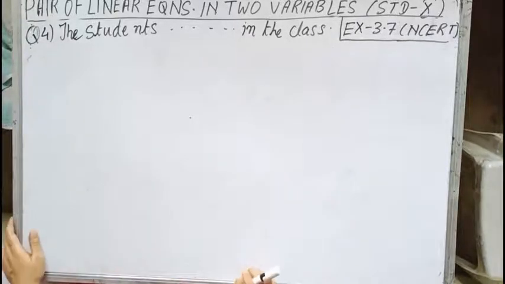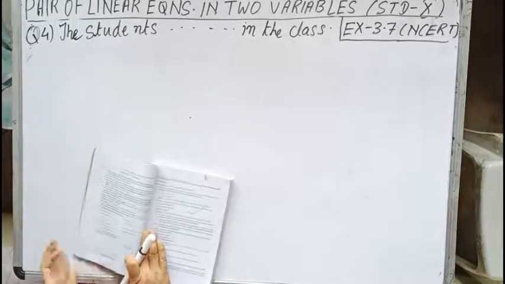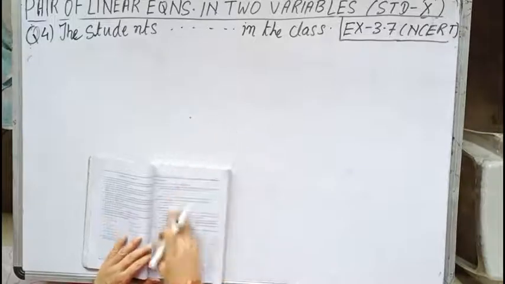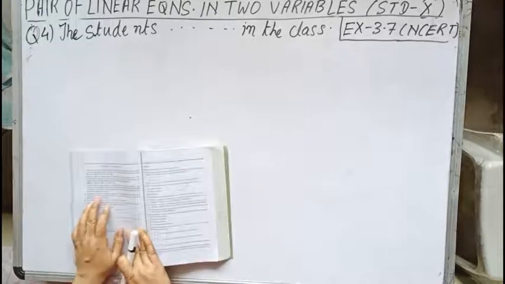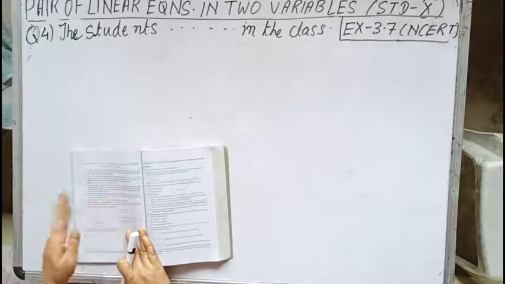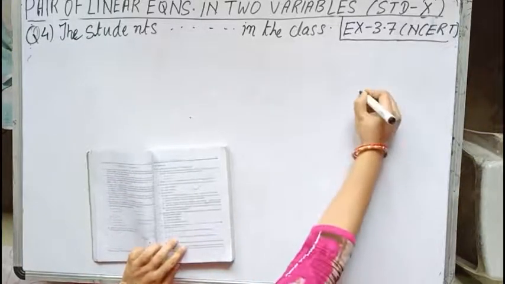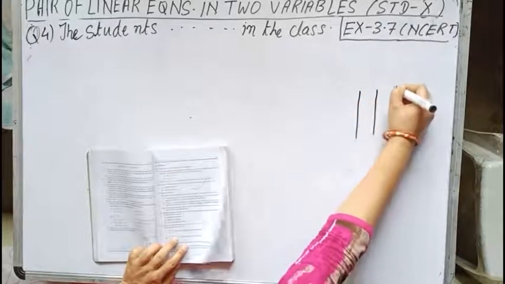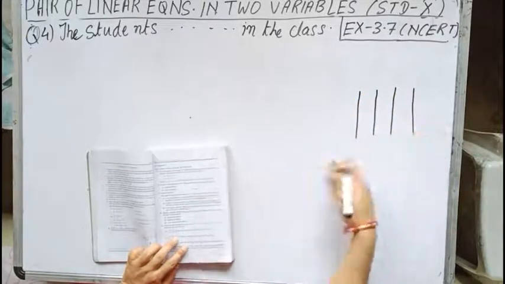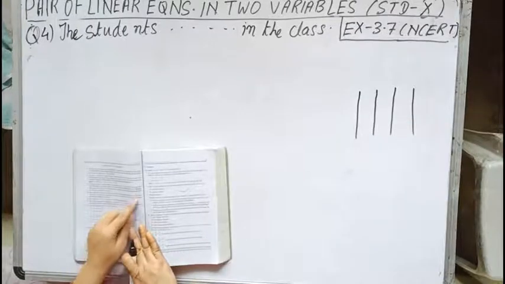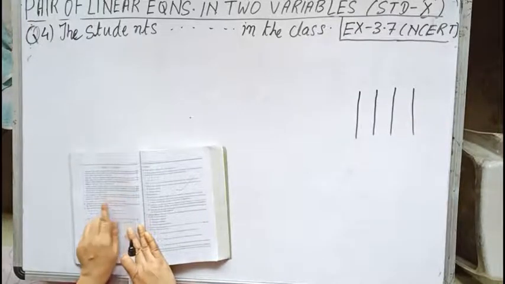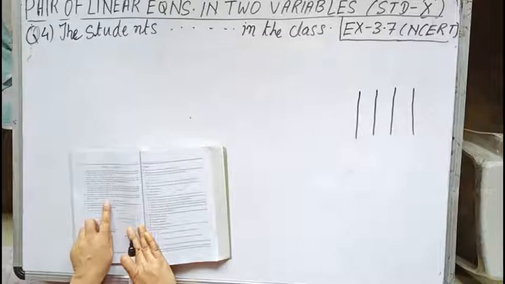Now let us move to question number 4. Question number 4, let us first read it. Question number 4 says that the students of a class are made to stand in rows. So people stand in rows during the assembly. So similarly over here, the students of a class are made to stand in rows. If 3 students are extra in a row, there will be 1 row less. And if 3 students are less in a row, there will be 2 rows more. Find the number of the students in the class.